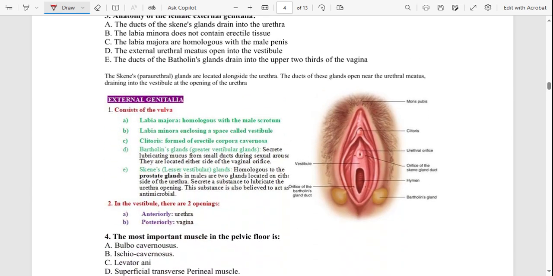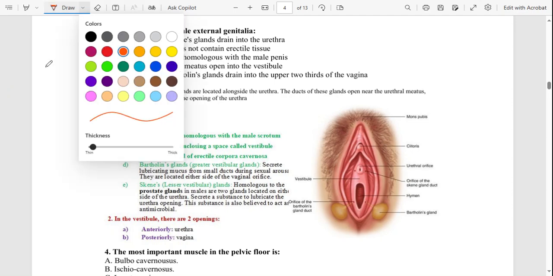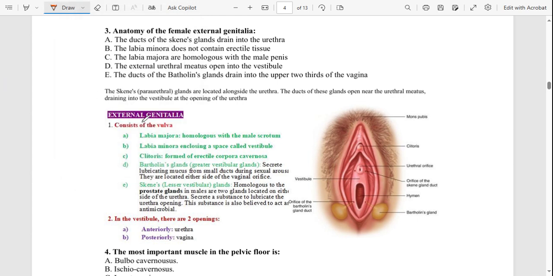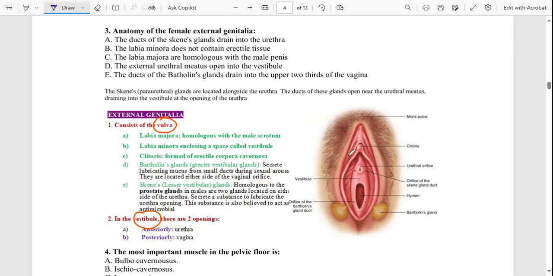Yes. So when we look at the female external genitalia, we have two main parts: the vulva, and then the vestibule. The vestibule is basically this space here. And you can see we have the vagina posteriorly and then the urethra anteriorly.